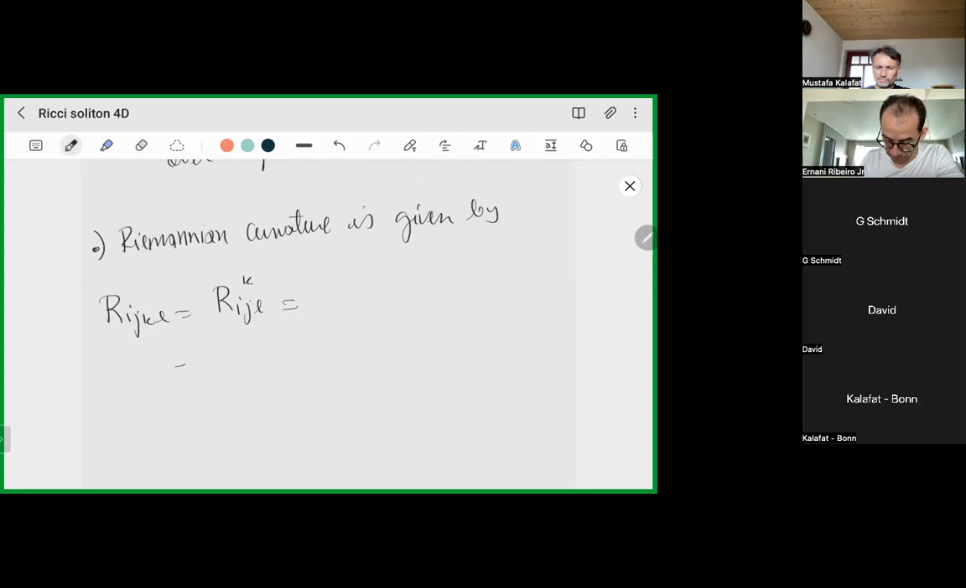This is essentially the derivative of the Christoffel symbol, minus the derivative in direction j of Gamma^l_ik, plus Gamma^p_ik Gamma^l_jp minus Gamma^p_jk Gamma^l_ip. Okay, then we have the curvature here.